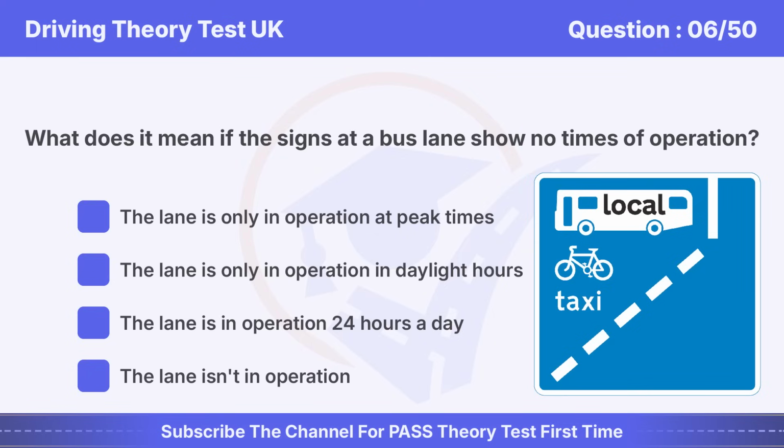Question 6. What does it mean if the signs at a bus lane show no times of operation? Option A. The lane is only in operation at peak times. B. The lane is only in operation in daylight hours. C. The lane is in operation 24 hours a day. D. The lane isn't in operation. Answer is C. The lane is in operation 24 hours a day.